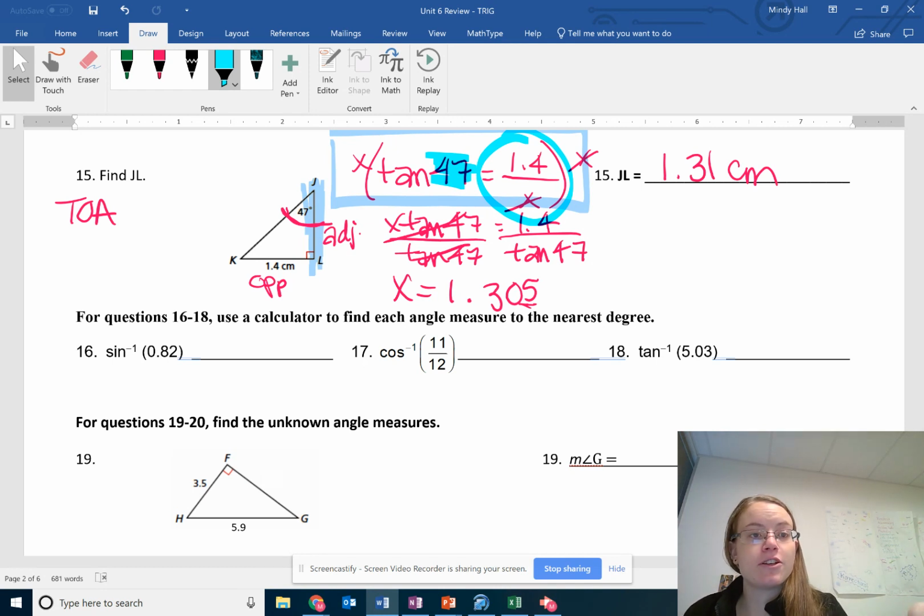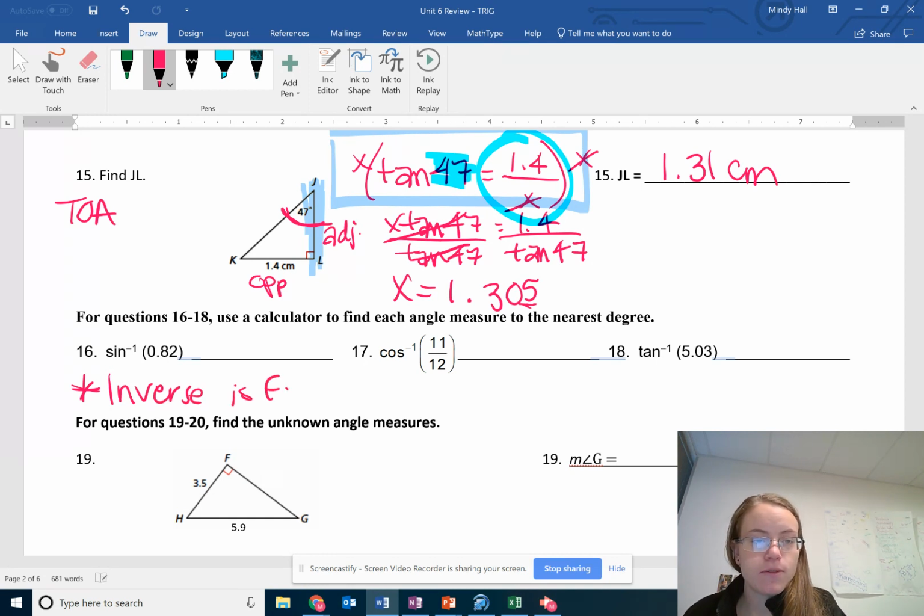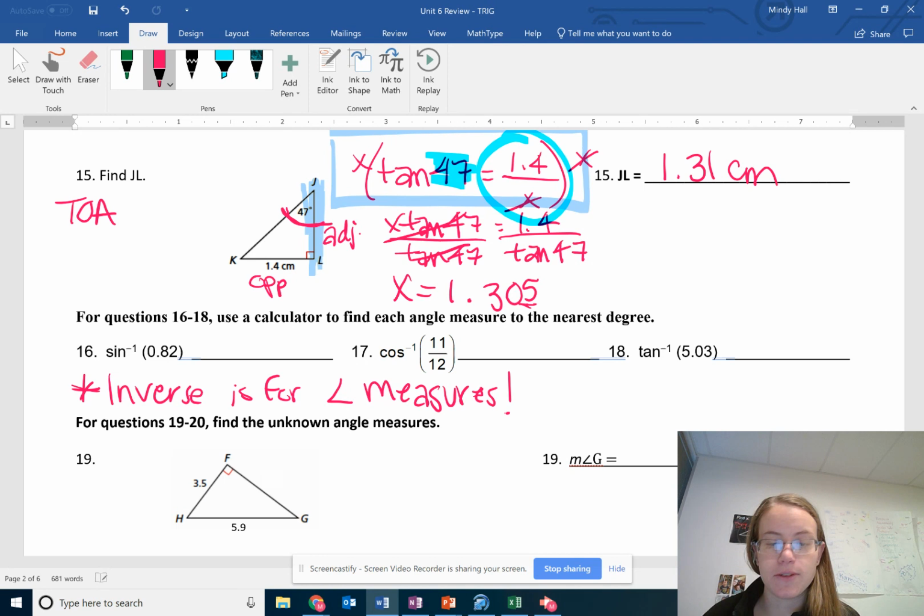So this is the inverse functions. So remember, inverse is for angle measures. So when you do this, you're actually going to have a little degree with your answer. So inverse sine of 0.82, and you really do just type it in the calculator straight like that. I don't even know if this is a backwards picture or not, so we'll see. But it is 55.08. So because we're rounding to the nearest degree, 55.08 is just 55 degrees.